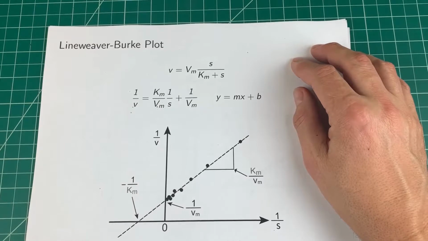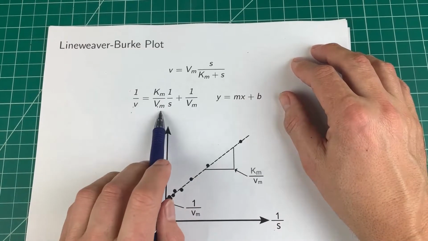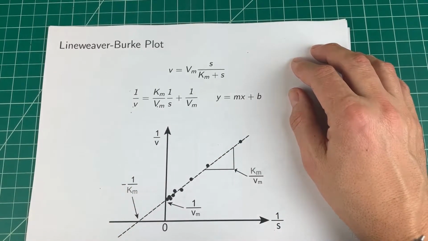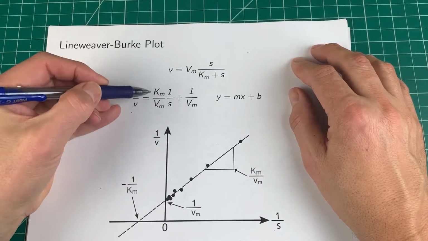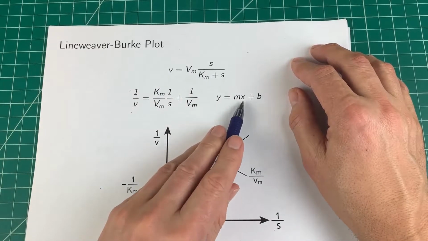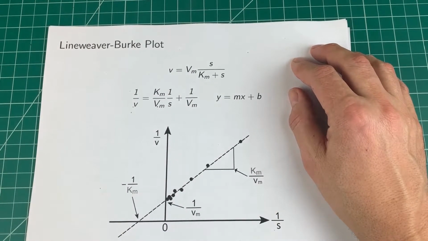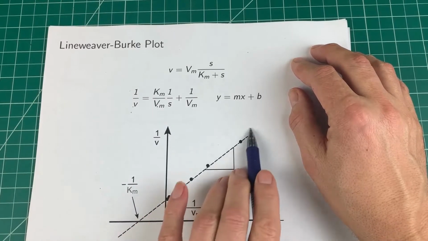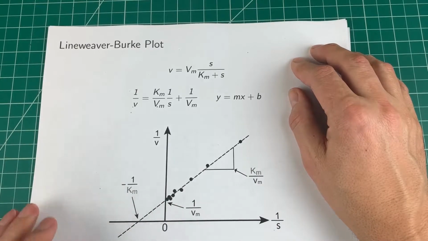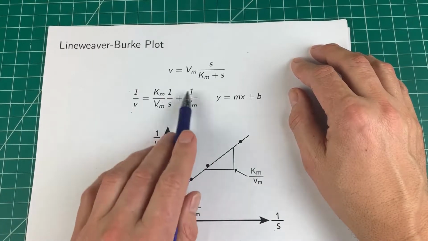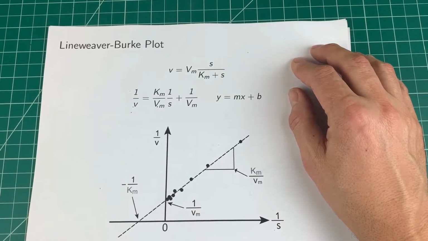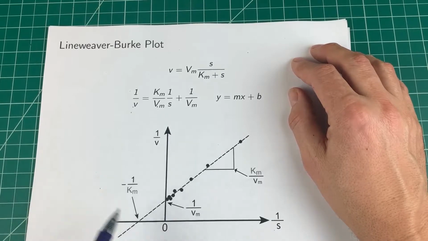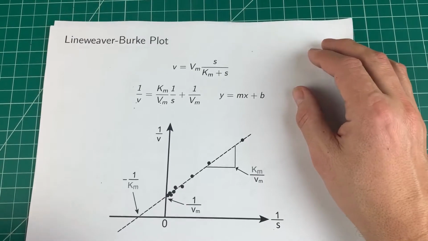Okay. Now those of you who remember your linear equations will recognize this to be a linear equation. So b, of course, is 1 over Vm. The slope is Km over Vm, which is m, and x is 1 over s. So if I were to plot 1 over V versus 1 over s, I would get a straight line. And in that straight line, the y-intercept is 1 over Vm, and the slope is Km over Vm. Now you can also work out the x-intercept, which turns out to be minus 1 over Km.